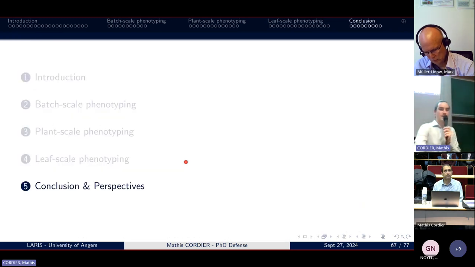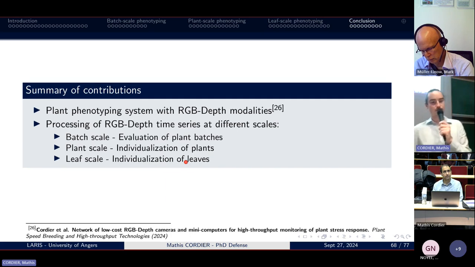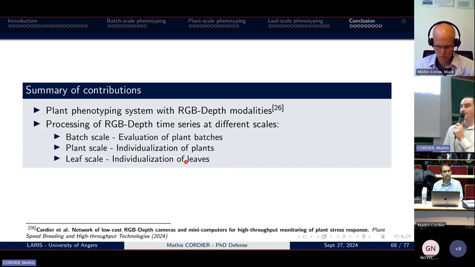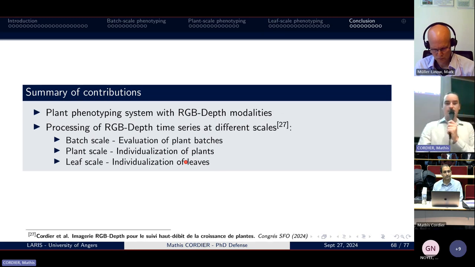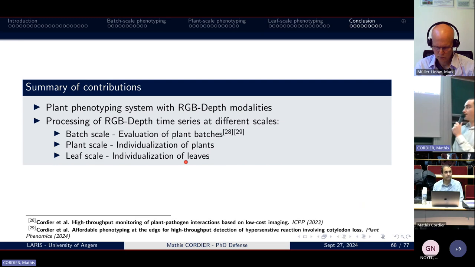So let's now move to the global conclusion and perspectives of this PhD. First, we can summarize our contributions. We developed a plant phenotyping system with RGB depth modalities to be able to monitor plant studies. And we proposed processing of RGB depth time series at different scales. The first scale is the batch scale. In this case, we proposed an evaluation of the plant batches.